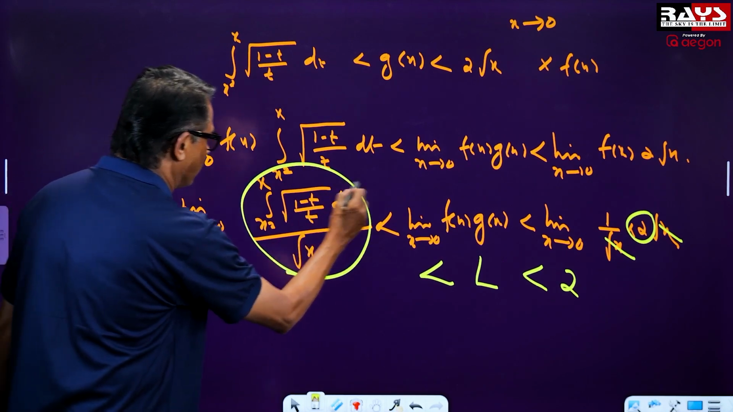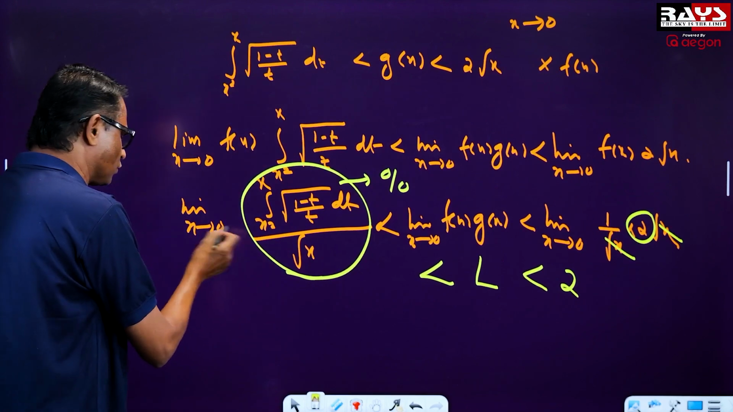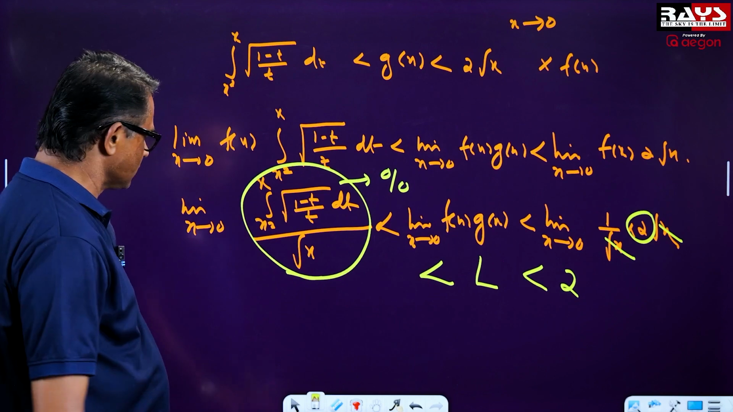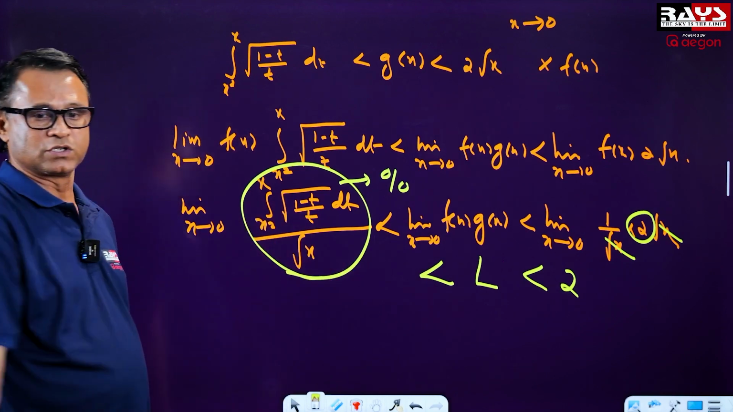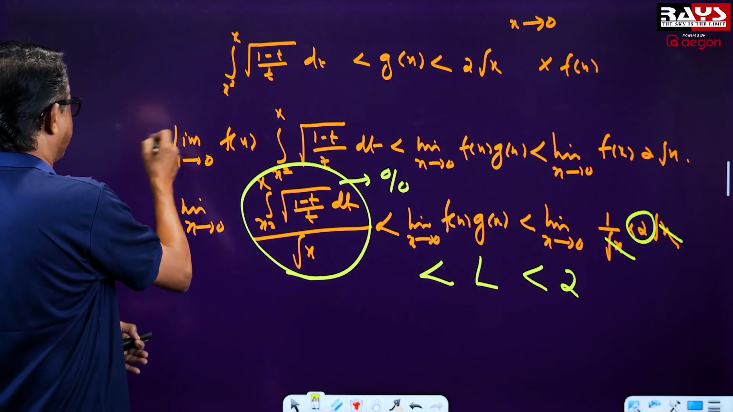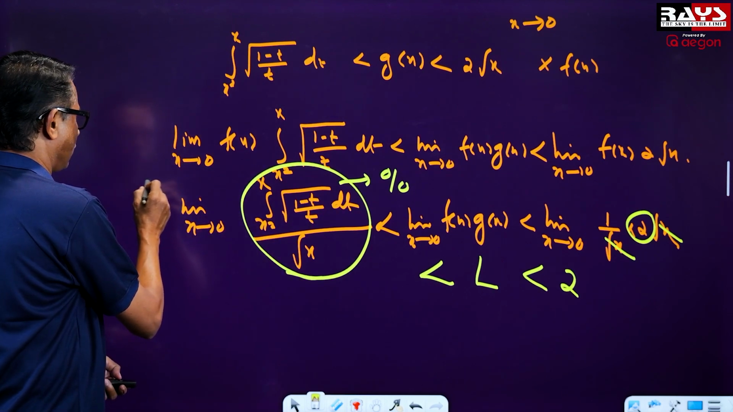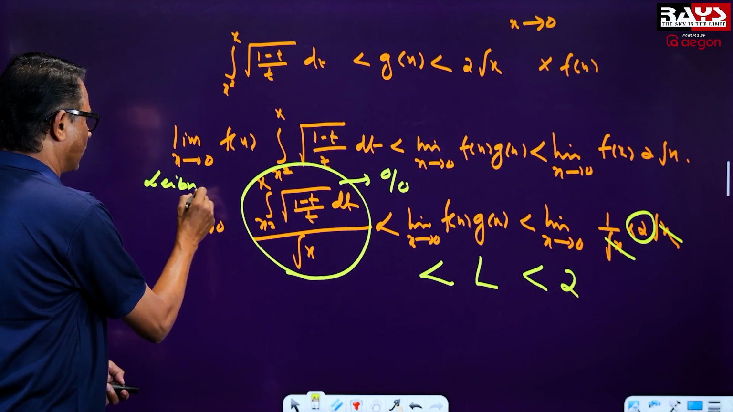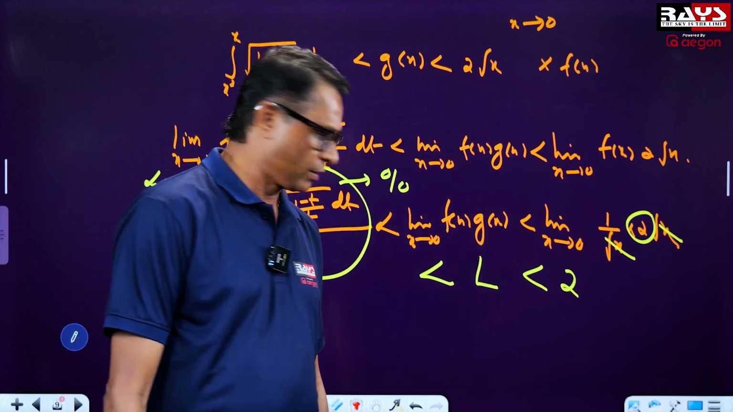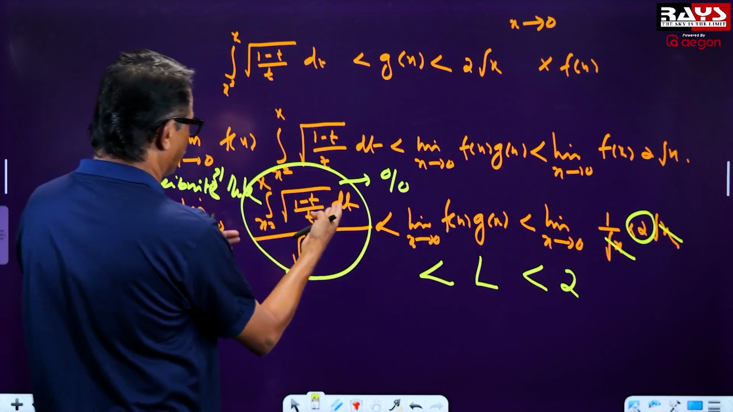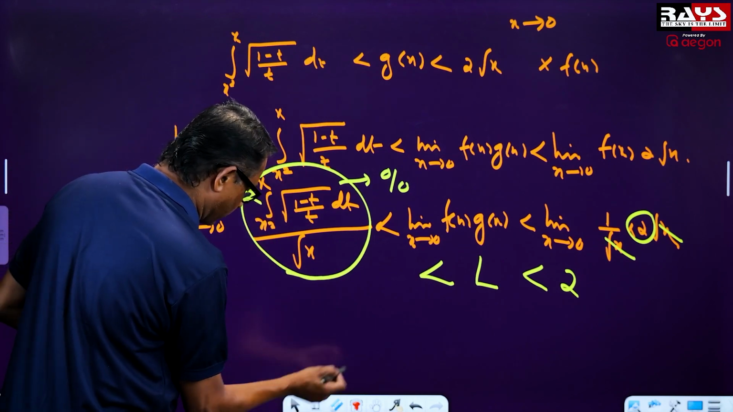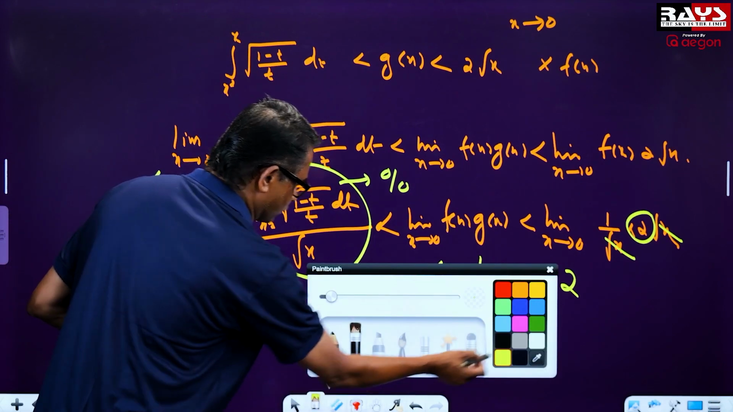Now this is of the form 0 by 0, because when x tends to 0, the integral from 0 to 0 is 0 only, and the denominator is also 0. So it is of the form 0 by 0. So here we can apply Leibniz rule of differentiation under the integral sign. According to Leibniz rule, when you differentiate both numerator and denominator, and what is Leibniz rule? We have to differentiate it.